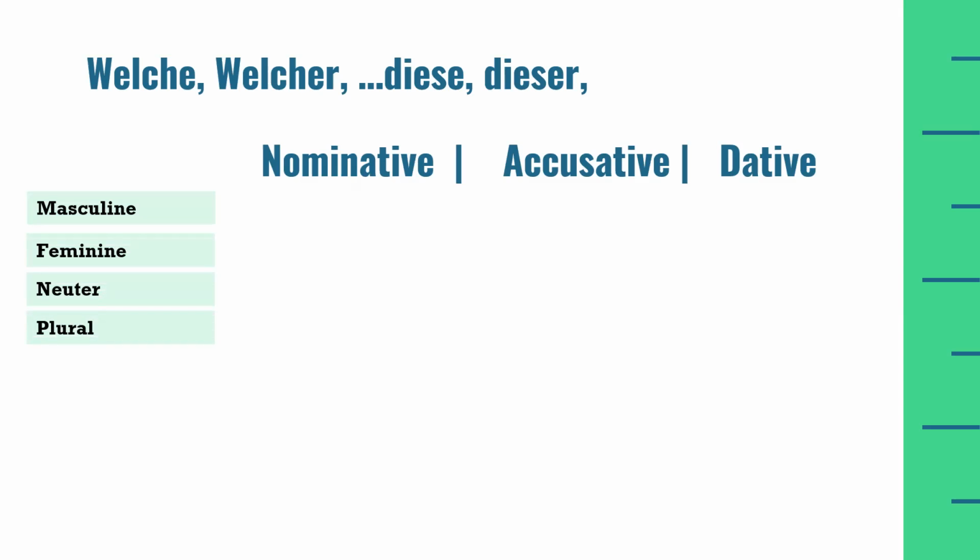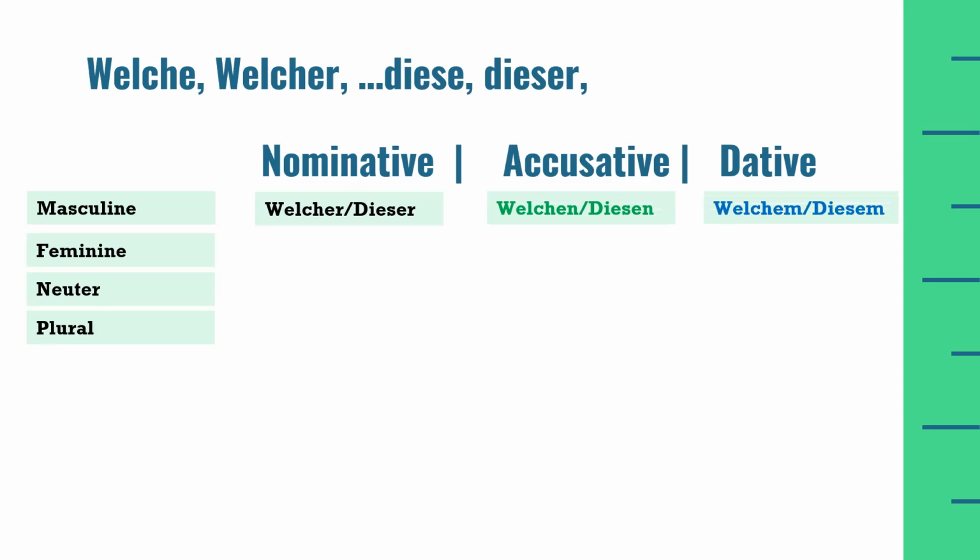So let's first have a look at the endings that we have to use in the nominative case. In the nominative case, if we are asking about a noun that is masculine, we have to use welcher, and if we are referring to the noun in a normal sentence, then it has to be dieser. In the accusative case, it will be welchen, diesen. Dative: welchem, diesem.